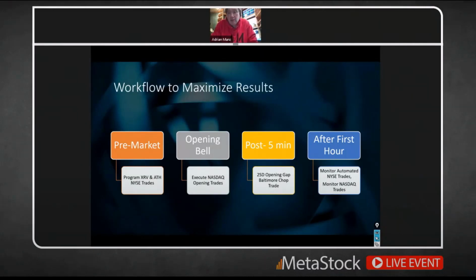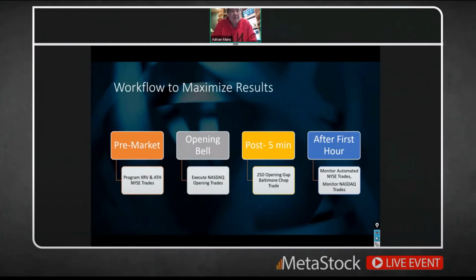And a lot of what we talk about is how do you organize your day so that you know what it is you're going to be doing, and you don't feel like there's some sort of random walk going on as you're trying to organize your trading?